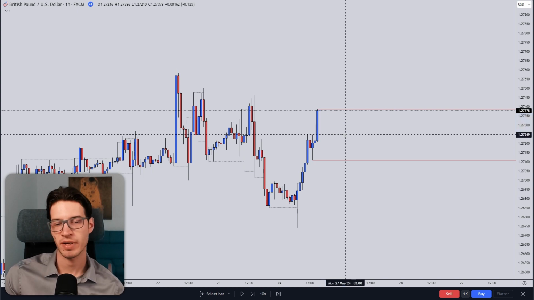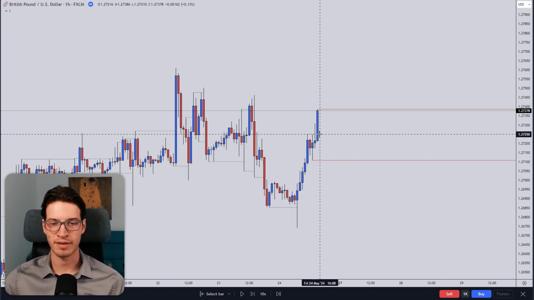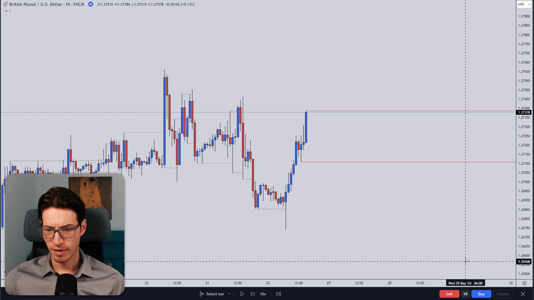So yeah, I was willing to be more patient for the pound, especially because 5 p.m. London time on a Friday is my cutoff time, and this was approaching that time area. So I did not take this trade.